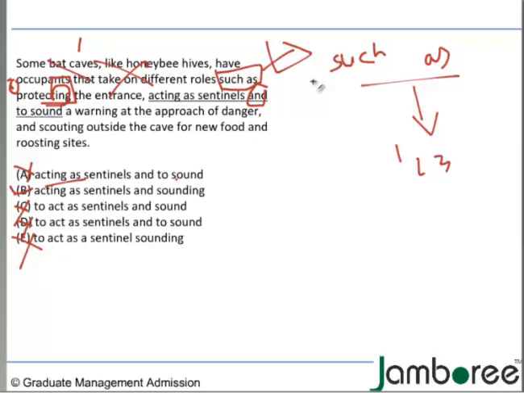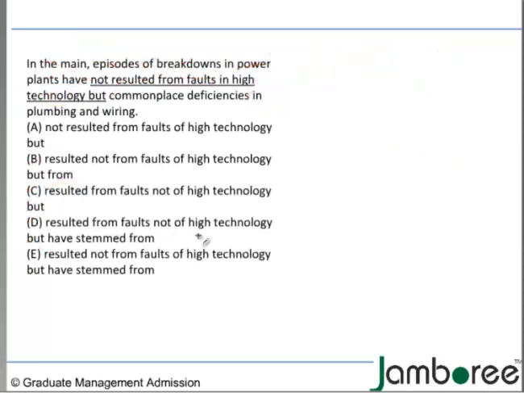Everybody clear why I did not read the stuff before such as? Everybody understood? Yes. Okay. I'm sure all of you already knew that such as is used to give examples, but now you know the application part of it, how to apply that information to save time. Okay, next question.